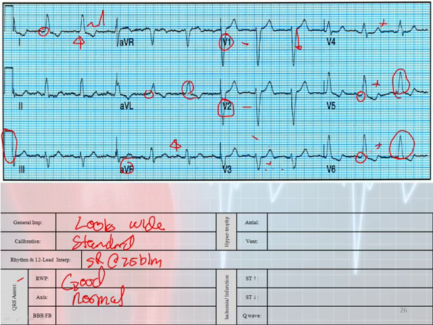That tells me that there is right to left septal depolarization. So do I have a left bundle branch? Yes, I have a left bundle branch block.